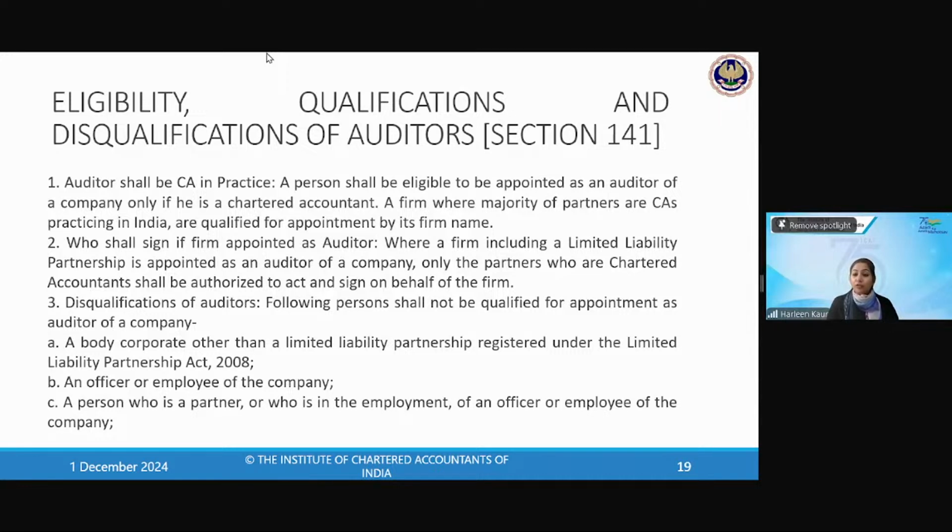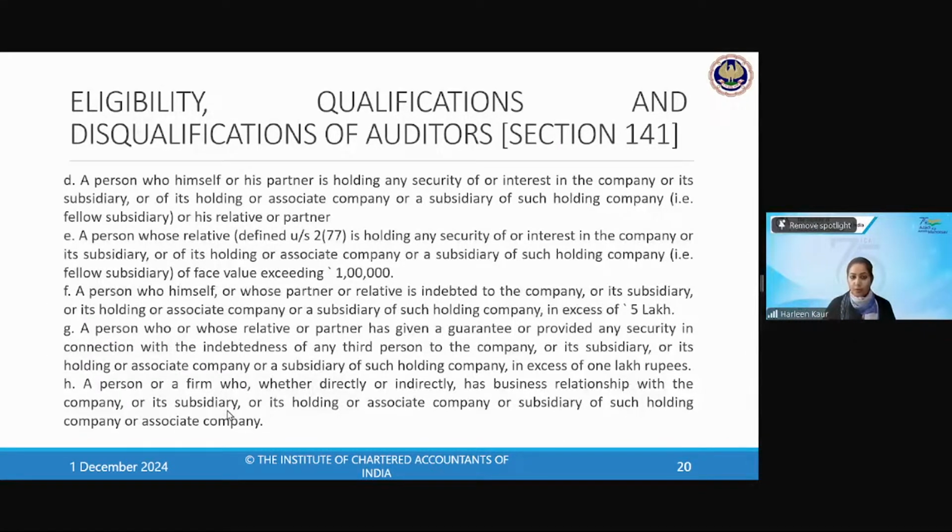If you are an employee of the company, so I am CA Harleen Kaur, and I'm working with ABC Limited. So ABC Limited said that you are our employee, why don't you only audit our accounts? So can I, as an employee of the company, be appointed as the statutory auditor or any auditor or internal auditor of ABC Limited? Excellent answer. No, ma'am. Employee and officer cannot be appointed as the auditor. Very good. And if a person who is a partner or employment, then also he cannot be appointed.